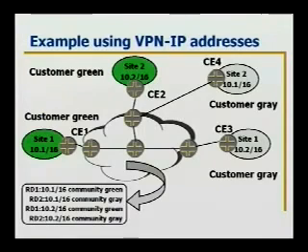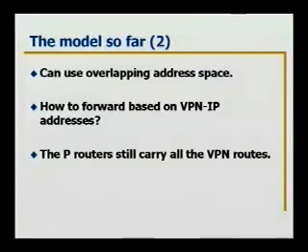So let's look at the same example as before, and let's see how the use of route distinguishers fixes the problem. We have the green customer and the gray customer, and they're using the same address space, except now we're attaching the route distinguisher to the address. So inside the BGP advertisement, we have distinct addresses being advertised with the respective communities, and there is no problem. So now we can use overlapping address spaces, but we exchanged one problem for another, because now I have no idea how to forward based on these weird addresses.